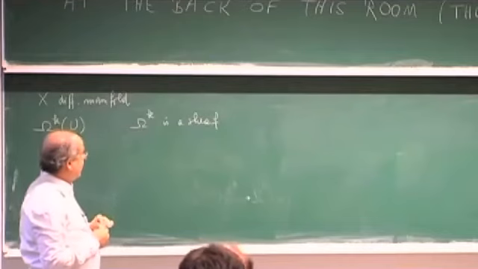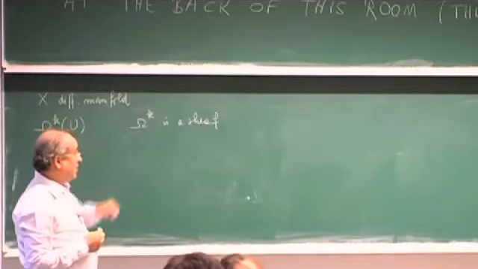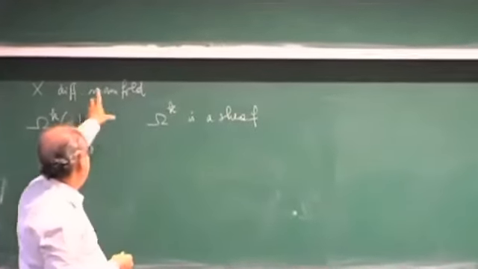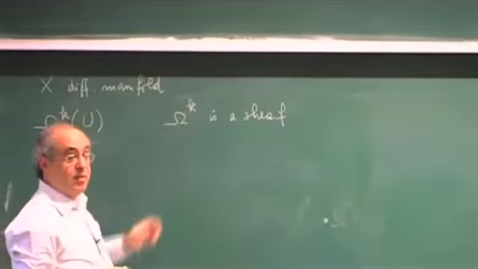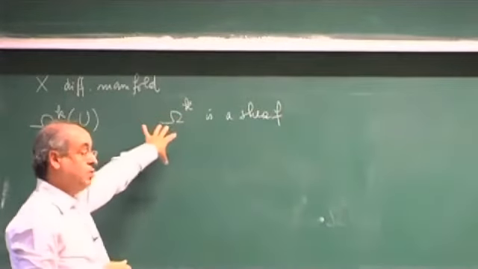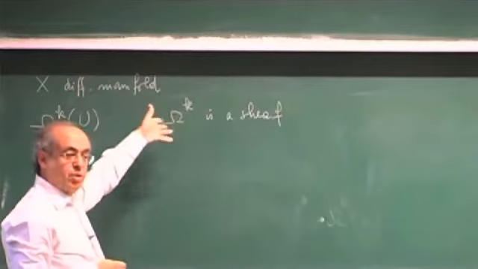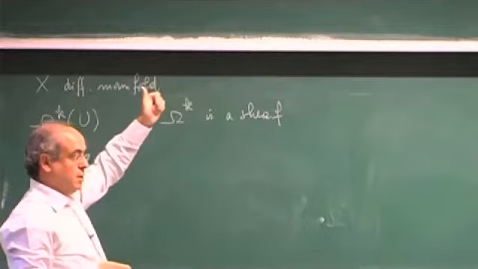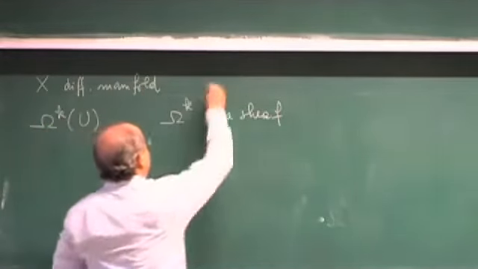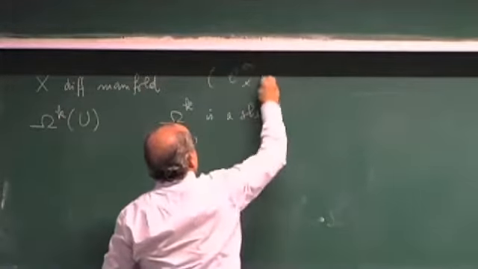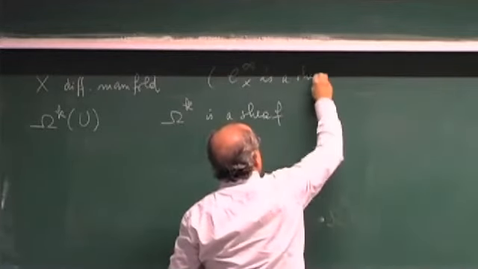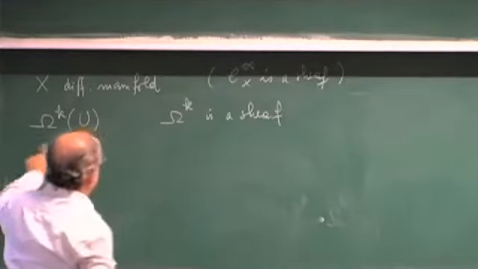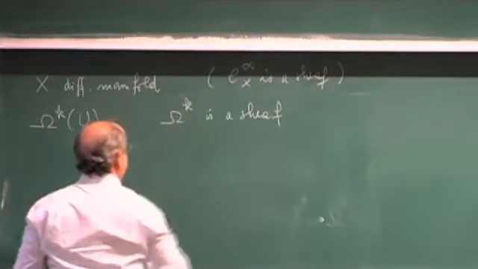By the way, the fact that this satisfies the sheaf axioms basically follows from the fact that you may use local coordinates on a differentiable manifold, and then a differential form is at least locally given by a bunch of C-infinity functions. Of course, I'm assuming that we already know that C-infinity functions are a sheaf. So on X we have a first example: the C-infinity functions, the differentiable functions, make up a sheaf. And I say that also the differential forms make up a sheaf.